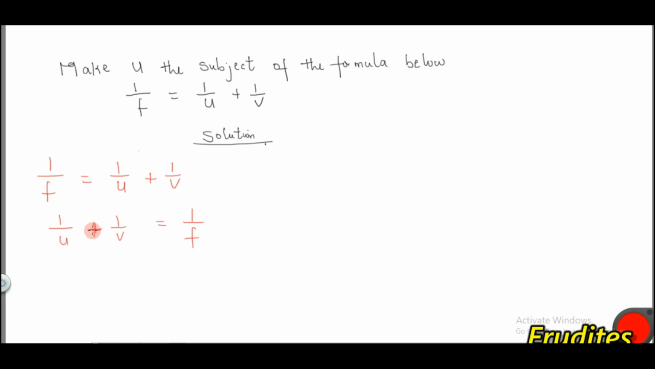So the next thing I would want to do: I have two fractions here. This is 1 over u, this is a fraction. This is 1 over v, another fraction. So what I would do is solve it fractionally. How do I solve this fraction? I will have to look for the LCM of u and what?